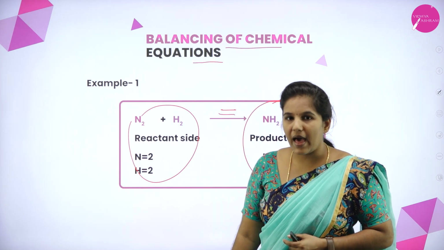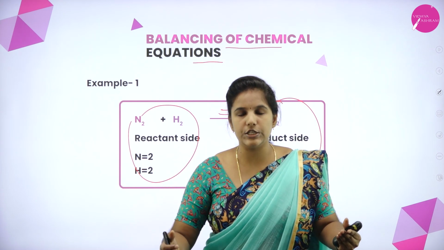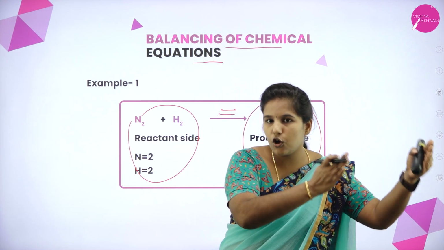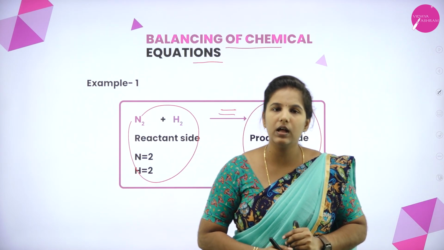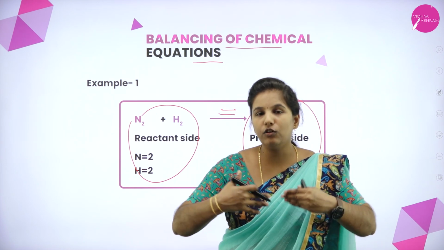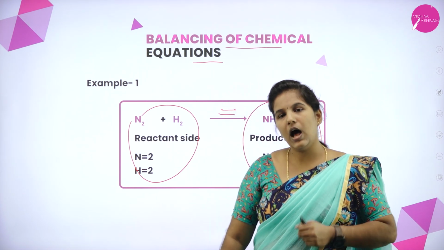When you take any chemical equation, the number of atoms on the reactant side must be equal to the number of atoms on the product side. Then only we can say it is a balanced chemical equation. How to do this, ma'am?